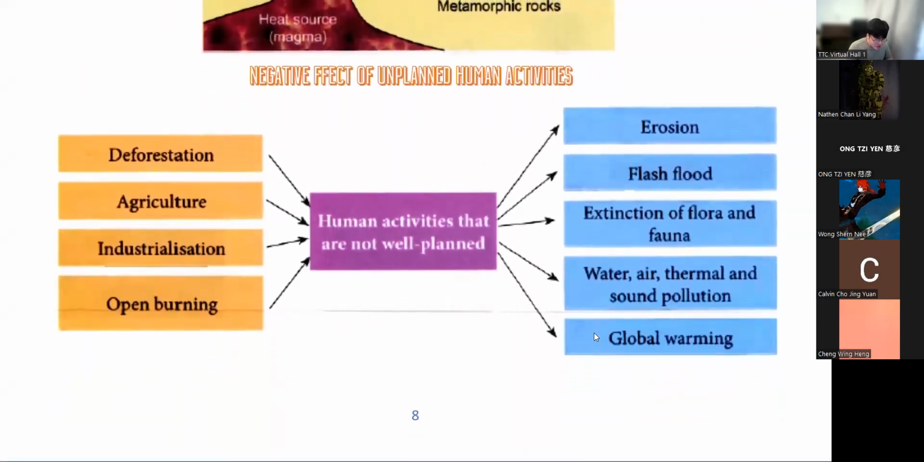Right, so negative activities of human, I think you learn this in geography lah. Okay, deforestation, penyahutanan, agriculture, industrialization, open burning, so it will cause erosion, flash flood. Extinction of flora and fauna, walao, you see this in geography all the time. Okay, pollution, global warming. Right?